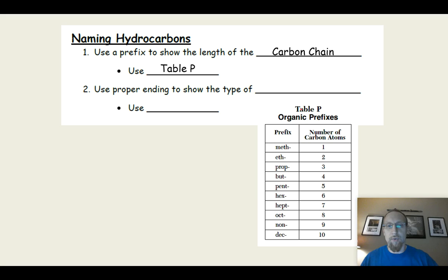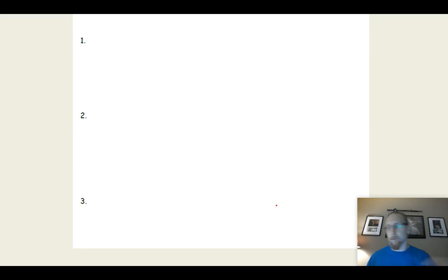So these prefixes, they come in front of the name and they tell us exactly how many carbons are in the compound. So you always have this resource available. It's in your reference tables. So you're going to be using that a lot here. And then we use the appropriate ending to show the type of bonds. So for that, we're going to use good old table Q. And we'll see how that works out as we go through this. So let's look at some examples.